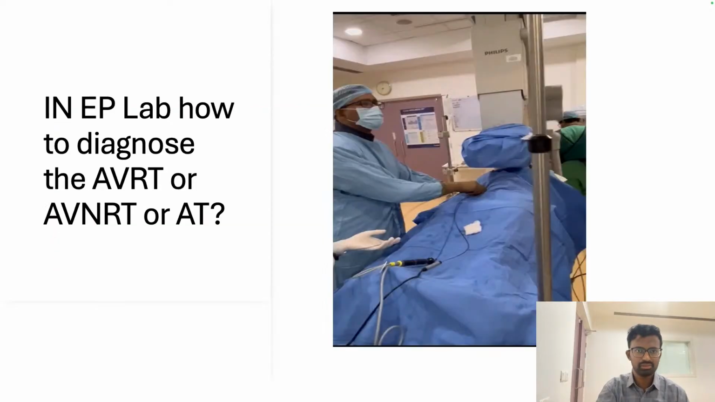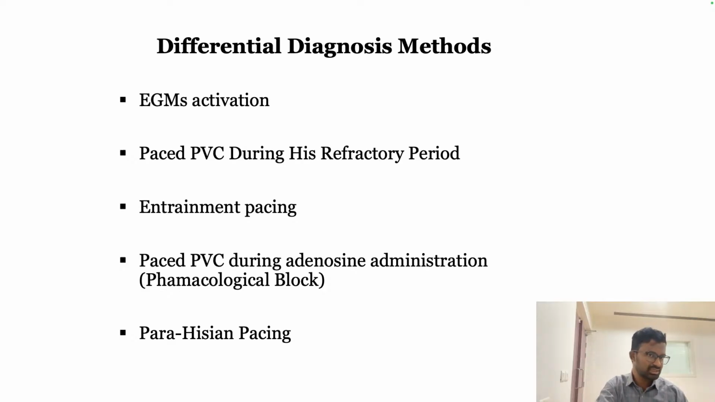Next, in the EP lab, we are going to look at how to diagnose AVRT, AVNRT and AT. This is nothing but short RP or long RP tachycardia. We are going to do this with differential diagnosis methods.